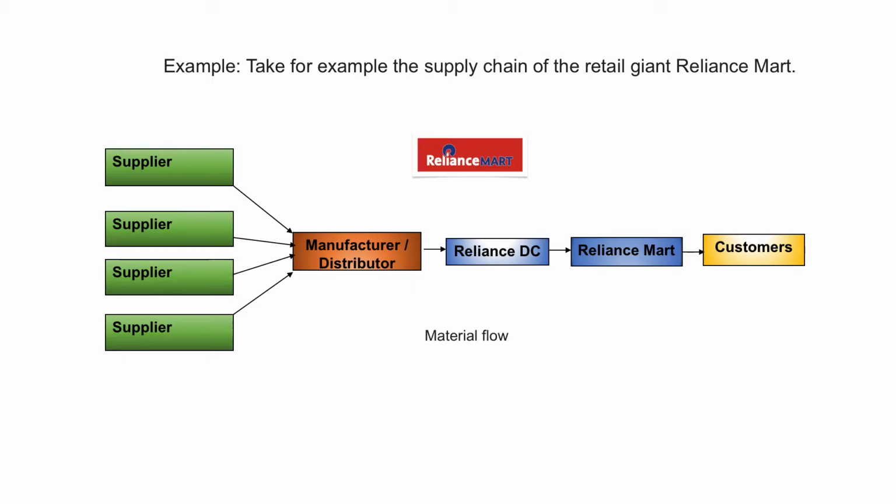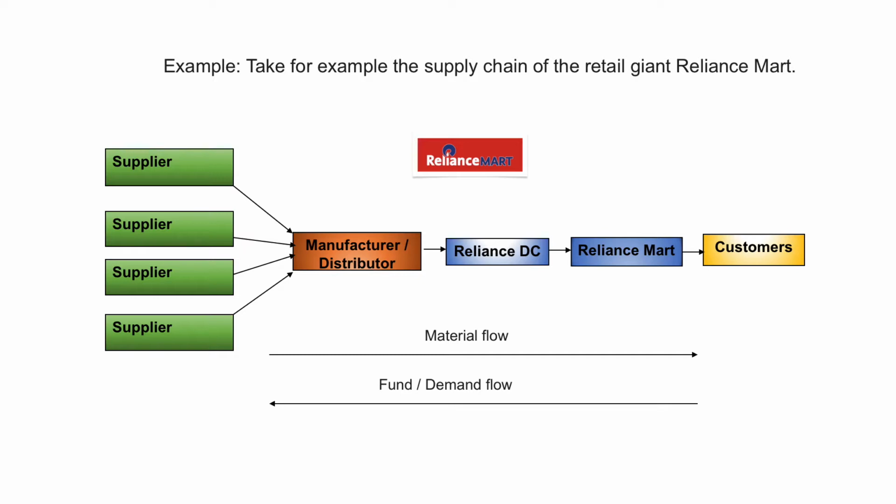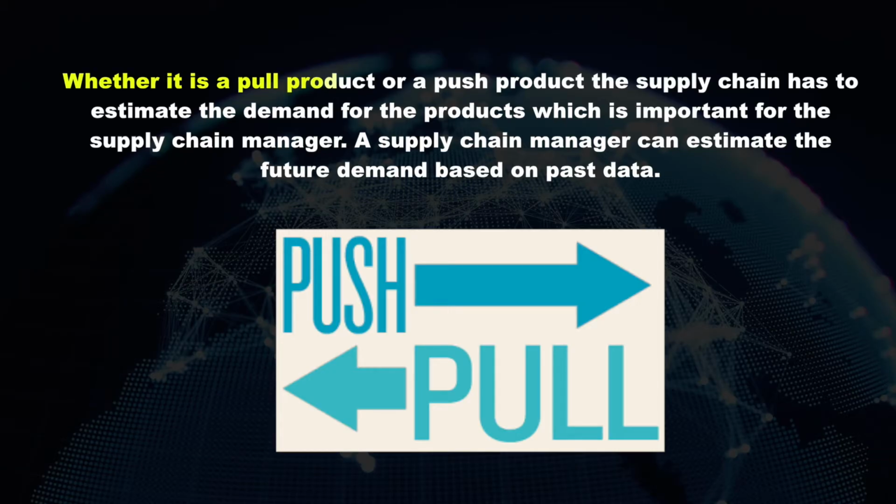So, the decisions of the members of this supply chain are based on the demand of the customer. When the demand for certain products is high, the customer pulls the product from the system. When the demand for the product is low, the products are pushed from the system to the customer. Whether it is a pull product or a push product, the supply chain has to estimate the demand for the products, which is important for the supply chain manager.